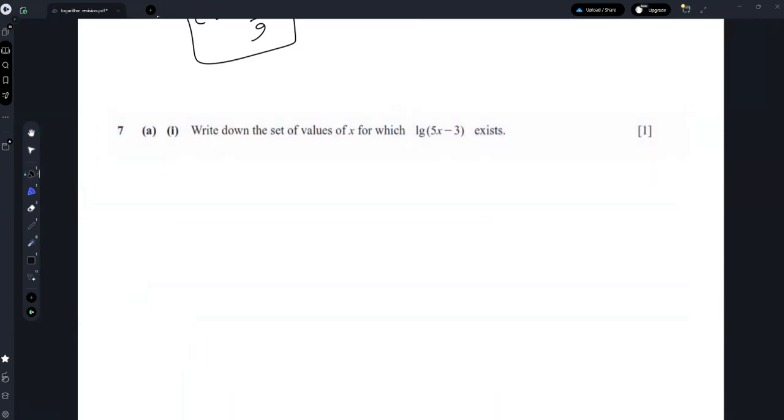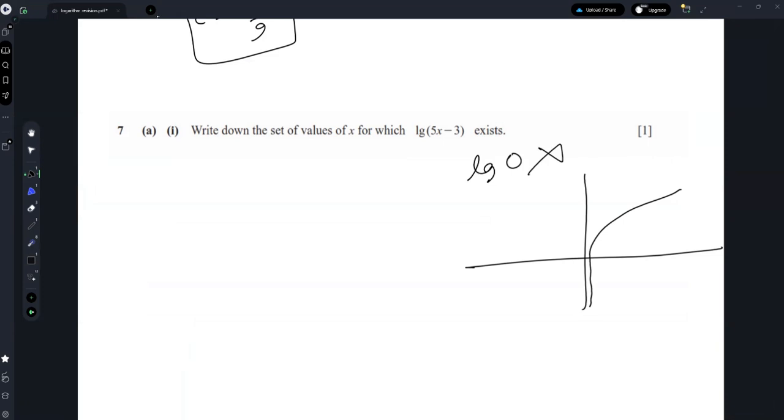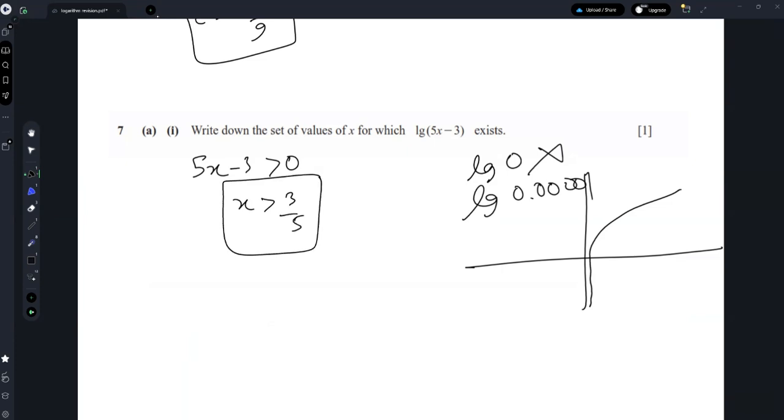So for this one, we need to understand that for this thing to exist, if you look at the curve of it, we realize that it only exists when x is greater than 0. Generally for lg, if this thing is 0, it will not exist. It has to be even, let's say, 0.00001. So if that's the case, 5x minus 3 must be greater than 0. So x is greater than 3/5. So that's the answer.